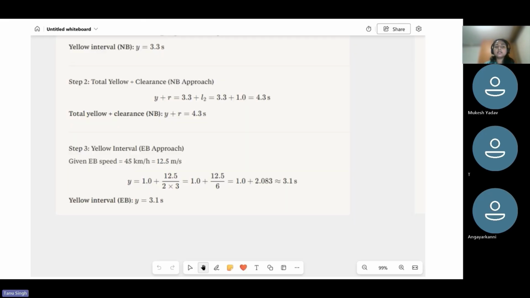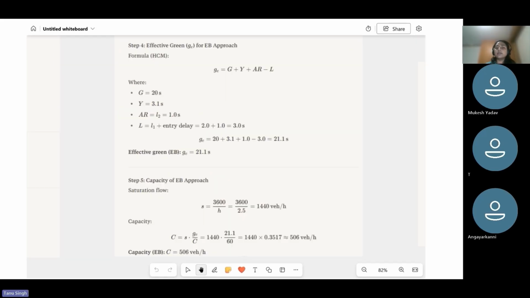So firstly, as we need to calculate the yellow interval for eastbound approach, first we will calculate the speed in the eastbound. That was given as 45 km per hour, converted into meters per second, which is 12.5 meters per second. Then we put it in the equation to get Y. Y is equal to 1 plus the speed divided by 2 into a, that is acceleration, which is 3. So we finally get 1 plus 2.083, which comes to around 3.1 seconds. So the yellow interval for EB is 3.1 seconds.